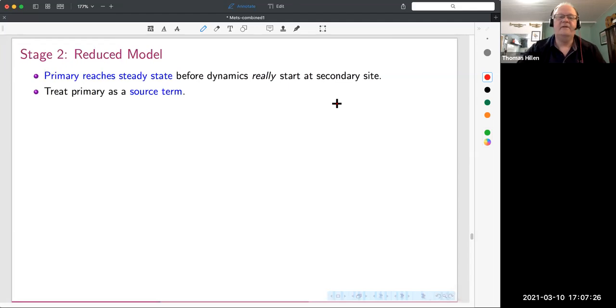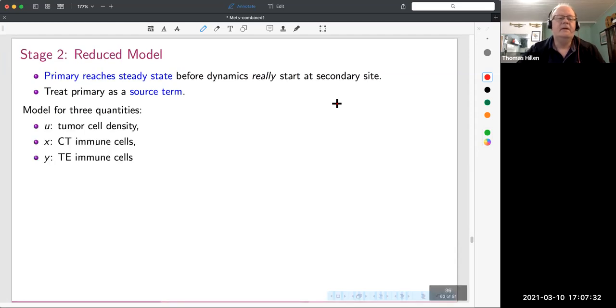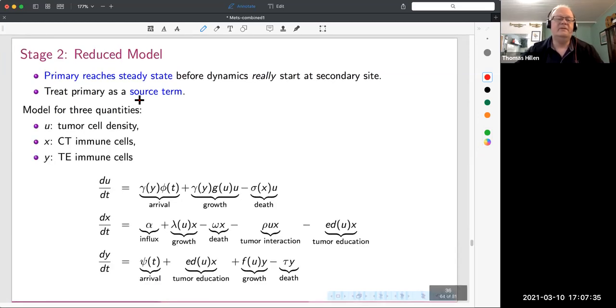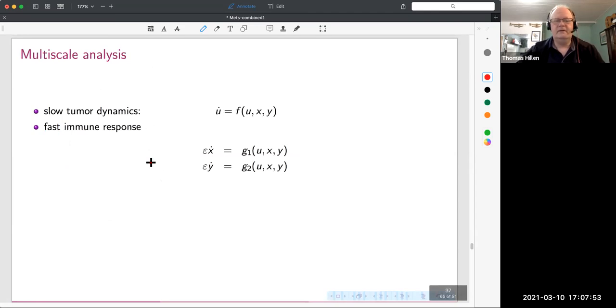All right. So let's do a little bit more fun with math and maybe get even more understanding of this system. So here I reduce it to 3 equations, where I now focus U to be the tumor cells at the secondary site, X the cytotoxic immune cells, Y the tumor-educated immune cells only on the secondary site, and then you get a system of 3 equations. Fine. But then we can look at these scales, and the tumor dynamics are slow. The immune dynamics are fast. So we have a system where the immune equations have an epsilon in the time here. So we have 2 time scales.